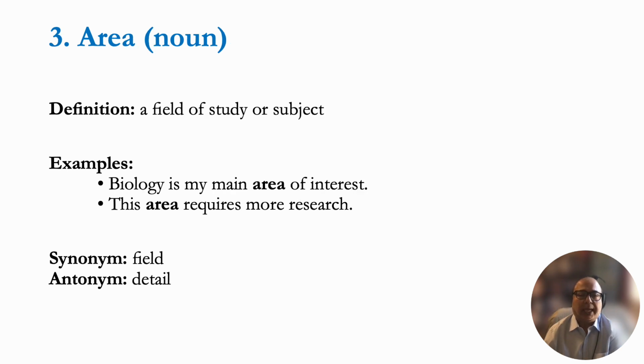3. Area. It is a noun. An area is a field of study or subject. Biology is my main area of interest. This area requires more research. Field is a synonym, and an antonym is detail.